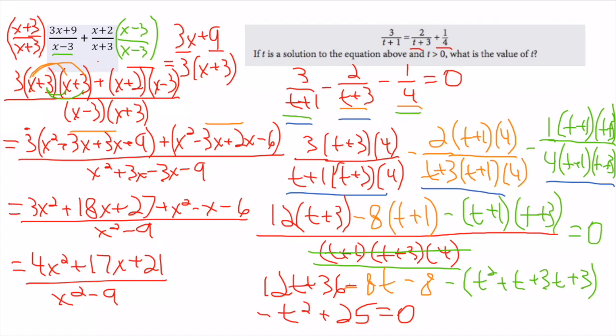Okay, so if I solve for t, I have t squared equals 25. T equals plus or minus 5. Okay, but right here it's just looking for the value of t that's greater than 0, which is positive 5. So t equals positive 5.